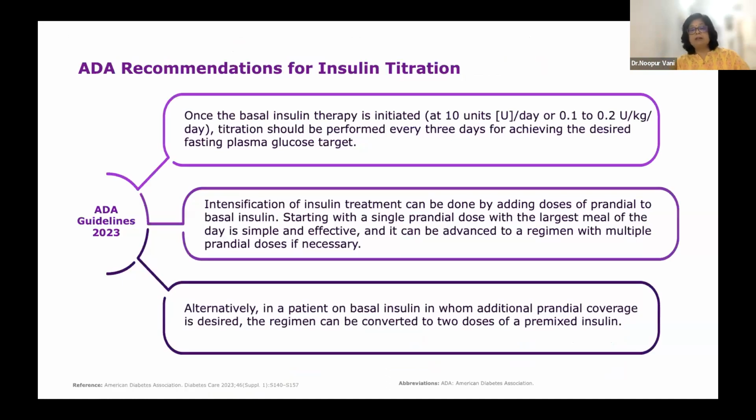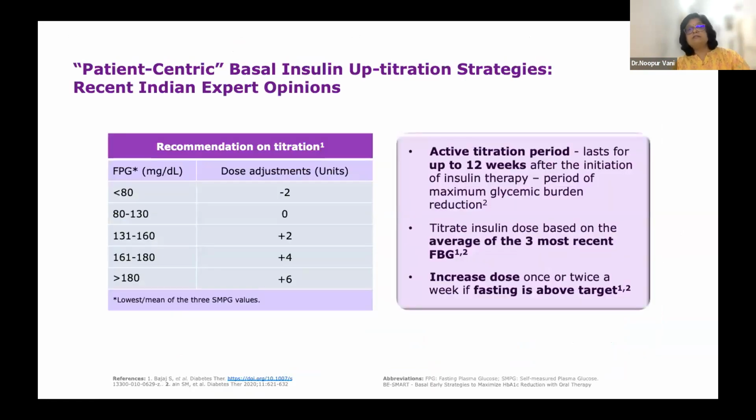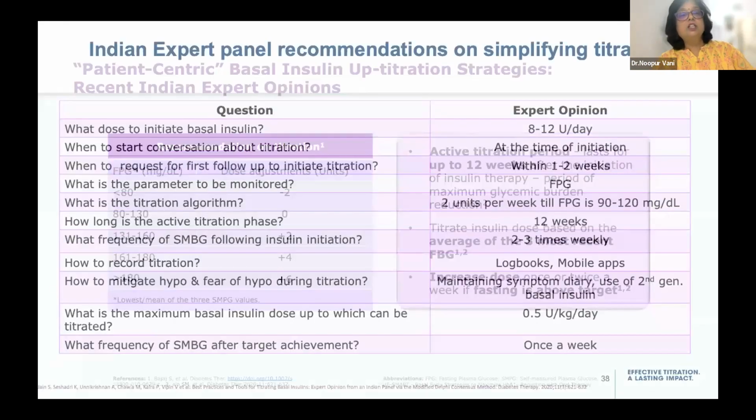This is the ADA recommendation for titration. We all know we can start with 0.1 to 0.2 units per kg per day, approximately 10 to 16 units per day of basal, and then slowly it can be intensified. This is something very interesting, how we can increase the dose of insulin. SMBG is of course a must, but the patient should not be troubled to prick his fingers thrice or 4 times daily. If the patient is started on basal, the titration should be very, very slow.